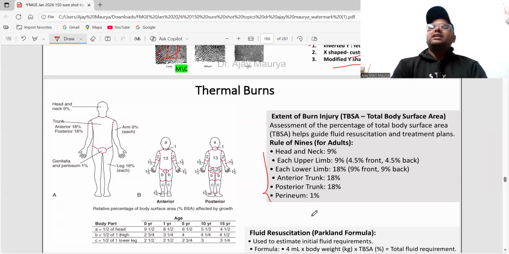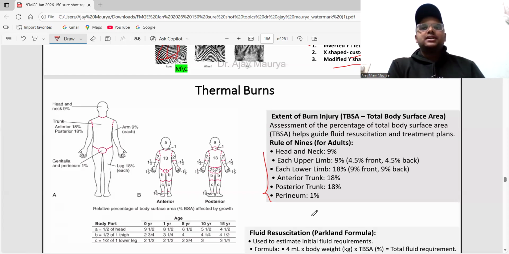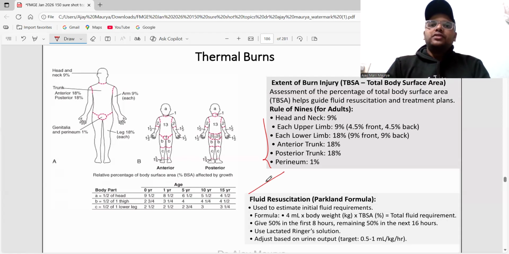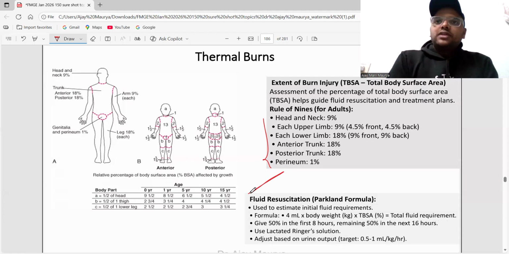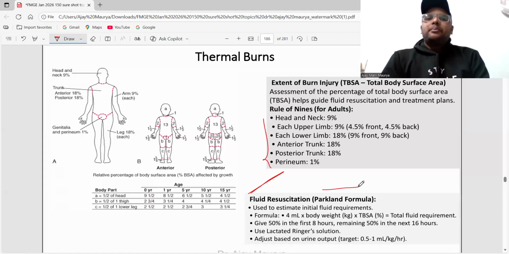For example, a patient got injured by thermal injury. He got the burn at the thigh or at the arm, meaning you have to work out how much percentage is the burn, so that based on that percentage you have to do the fluid resuscitation. That is called the Parkland formula.